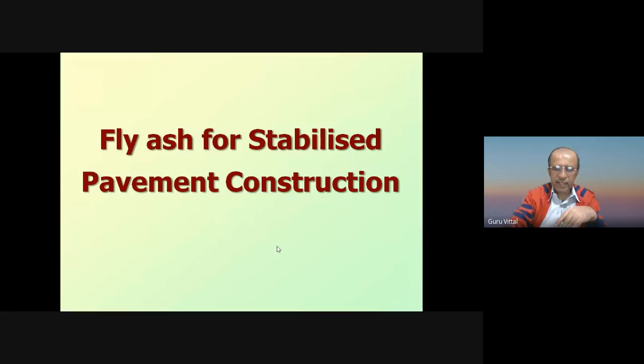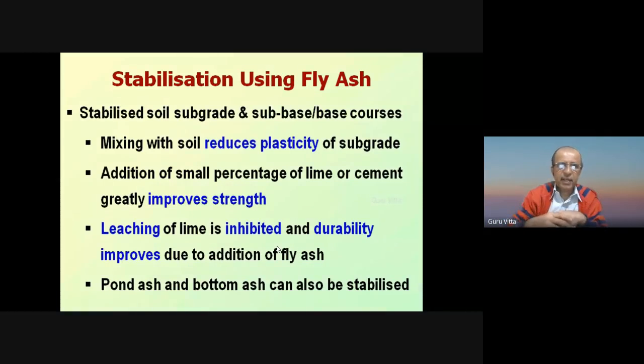Now, using it for stabilized pavement construction, just some slides. Mixing with soil reduces the plasticity of that soil. Fly ash is a non-plastic material, so it reduces the plasticity of the material which is mixed, and we can stabilize it using either lime or cement. Even bottom ash and pond ash can also be stabilized, but the strength gain will be lesser than with fly ash because these are non-reactive materials.